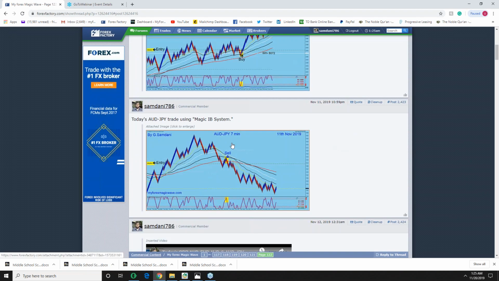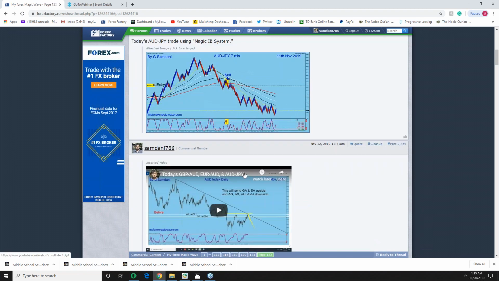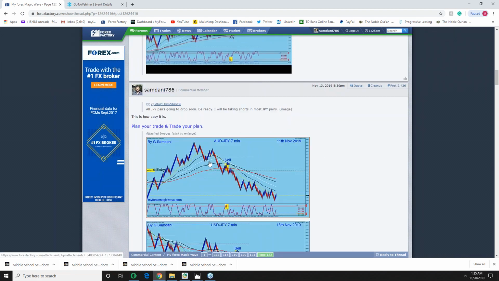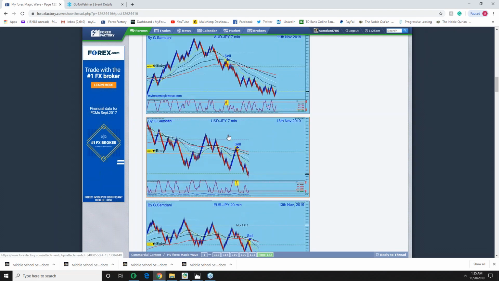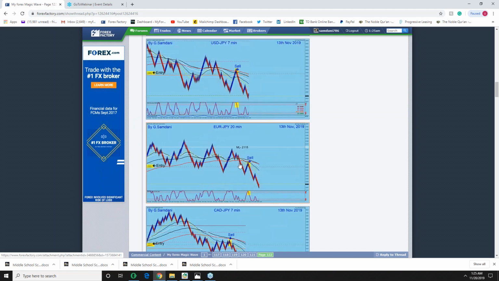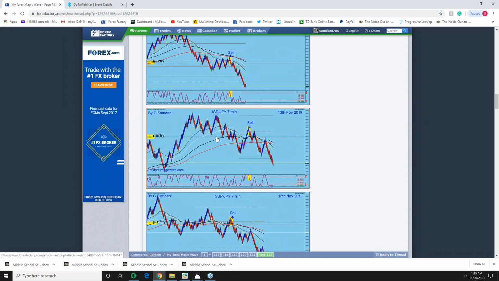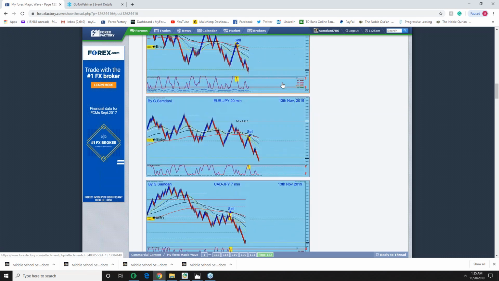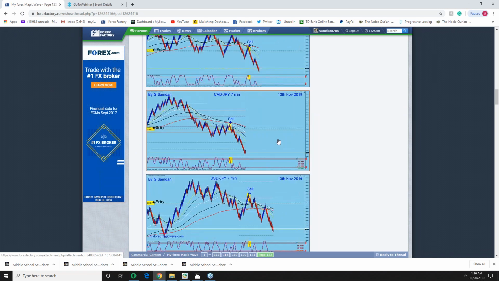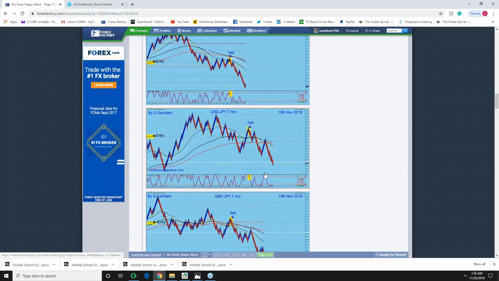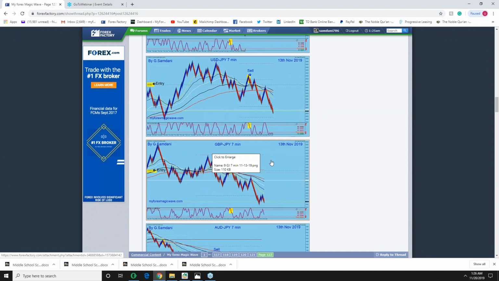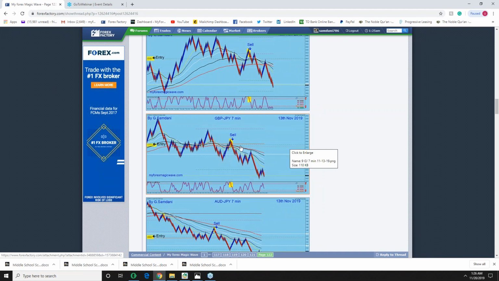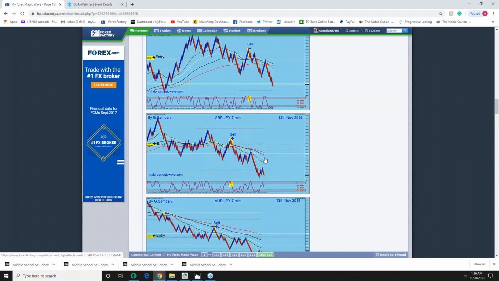And then guess what? Aussie yen short, and Aussie yen short, that's the same chart. USD yen short, Euro yen short, CAD yen short, USD yen short, all on the 13th. That's what I wrote over there, that I'm going to take shorts in most yen pairs, and I did. Pound yen short. That's what happened. So if you learn what the index is doing, this is amazing, right?